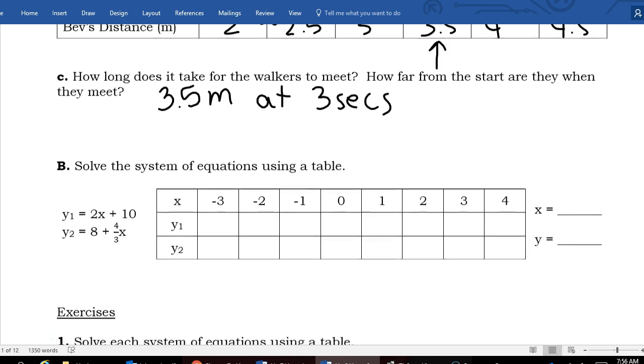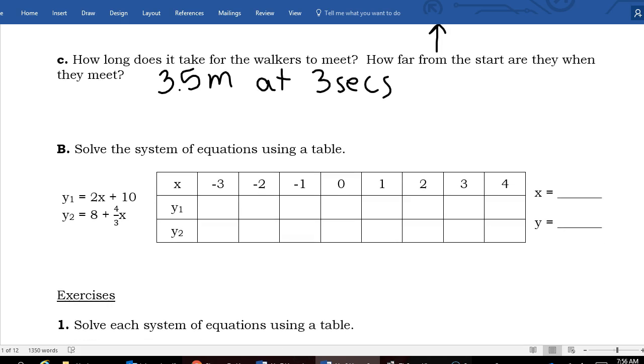Letter B says, solve the system of equations using a table. We're going to do something very similar, but without the context. My first equation is in that mx plus b form. So 2 is my rate of change because that's by my variable. 10 is my starting value.